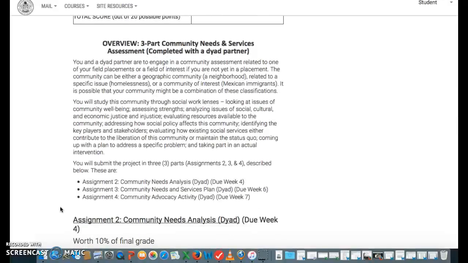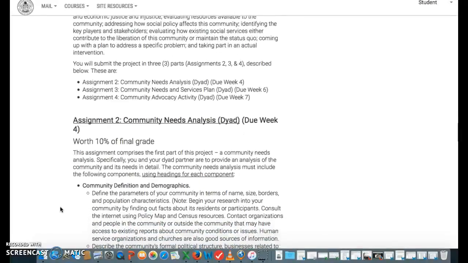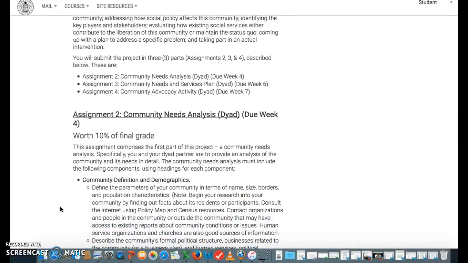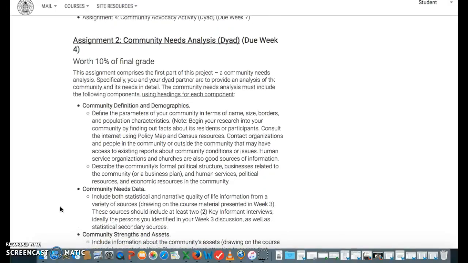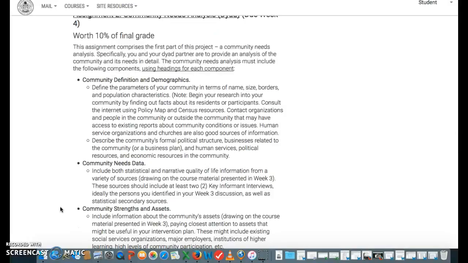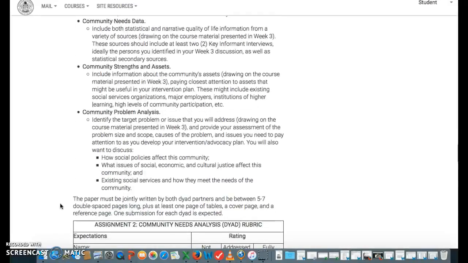So I'm going to quickly go over the next 3 assignments, but there will be a specific video on each assignment going over the details. For the second assignment, which you'll be doing with a dyad partner, you're going to be conducting a needs analysis of the community. So really, again, defining demographics, what's missing in the community, or what are some resources that communities could benefit from, what are the strengths and assets, and really analyzing those issues.